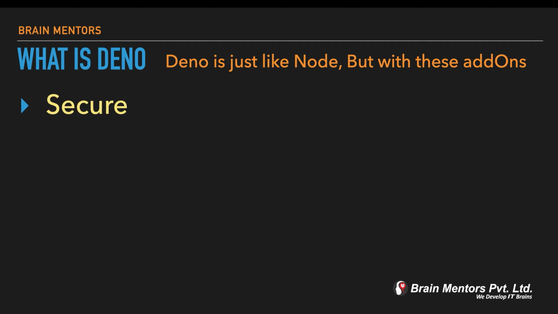In Node.js, you can access any file or network. There is no need of any kind of permission to access it. But in Deno, you need explicit permission to access files, network, or environment. Let's understand this with an example. But before writing our first program, let's set up Deno first.